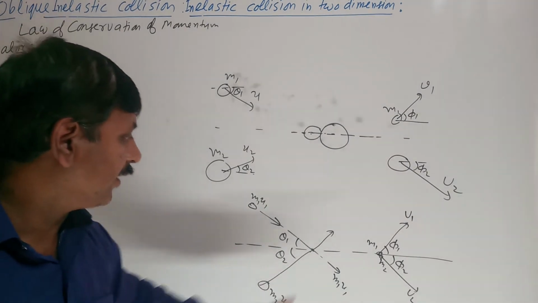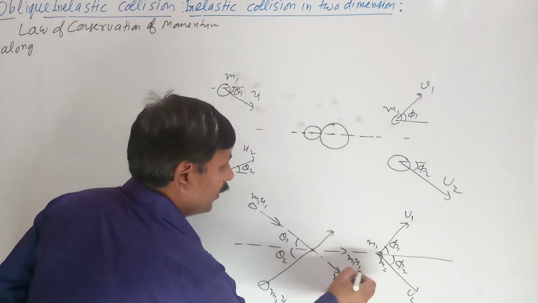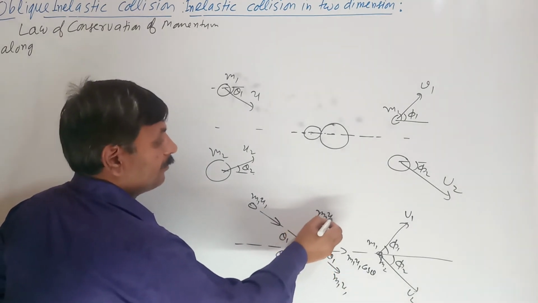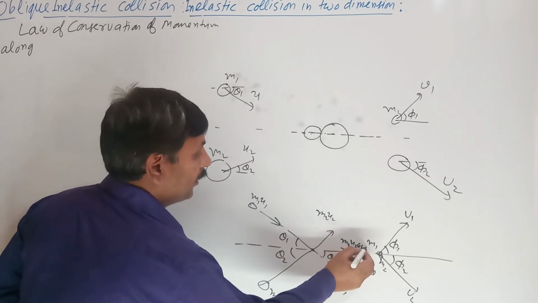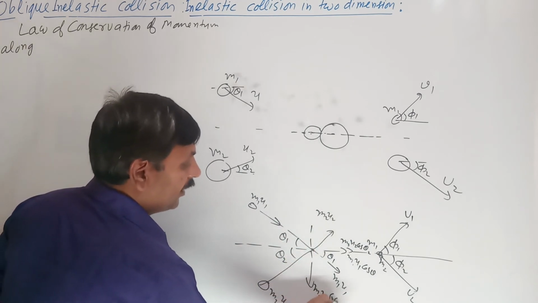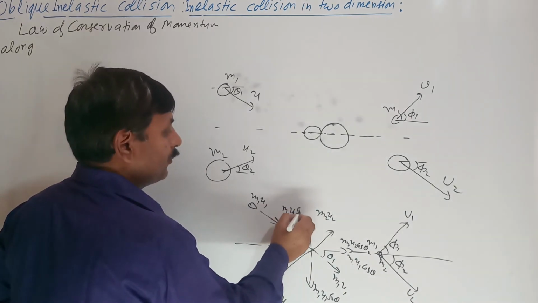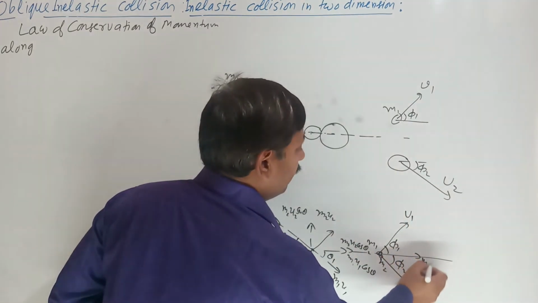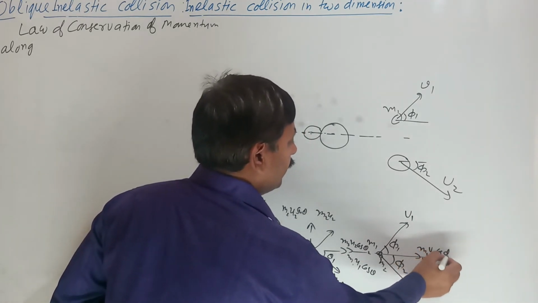The force along x-axis will be what? M1 U1 has two components, that is M1 U1 cos theta 1. Here, same as previous, M2 U2 cos theta 2. Perpendicular axis, M1 U1 sin theta 1. Here M2 U2 sin theta 2. Same as here, M1 V1 along x-axis, M1 V1 cos phi 1. Here M2 V2 cos phi 2.